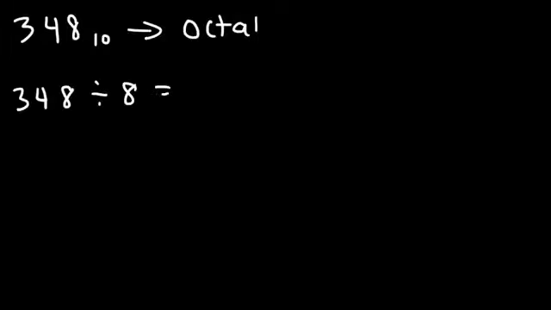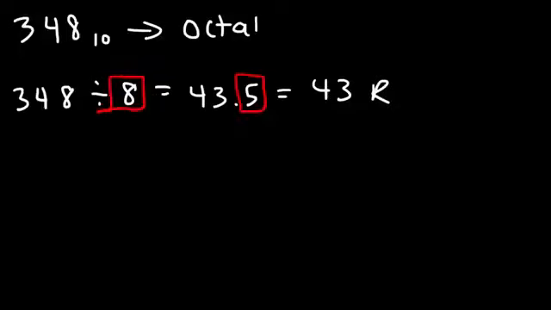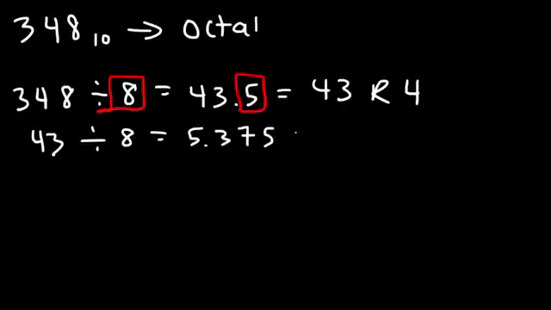That's going to be 43.5. So this is 43 remainder. Now to find the remainder, multiply 8 by 0.5. So 8 times 0.5 is 4. So it's 43 remainder 4. Next, take 43 and divide it by 8. And this will give you 5.375. So it's 5 remainder, and then multiply the 8 by 0.375. 8 times 0.375 will give you 3.